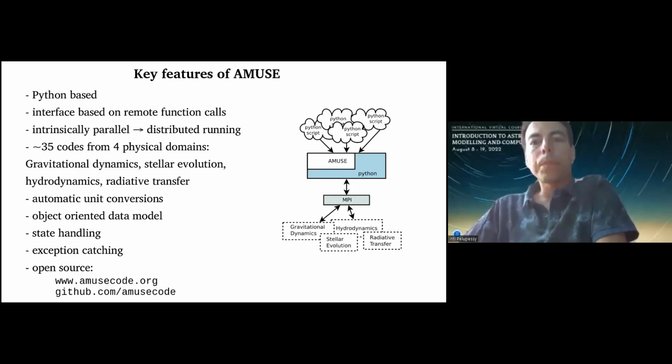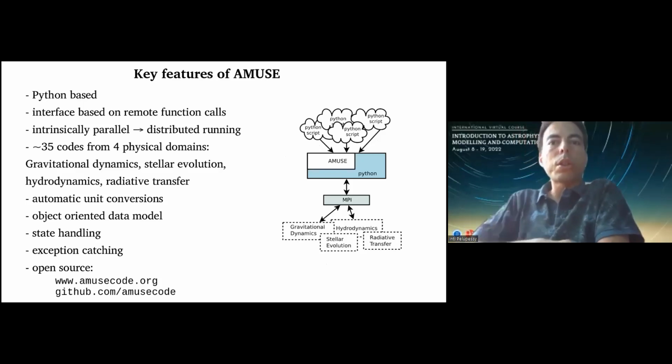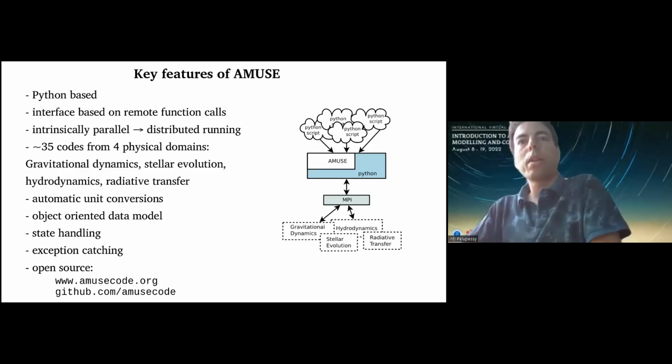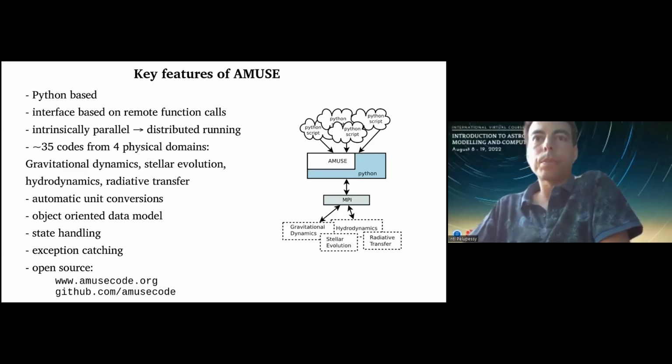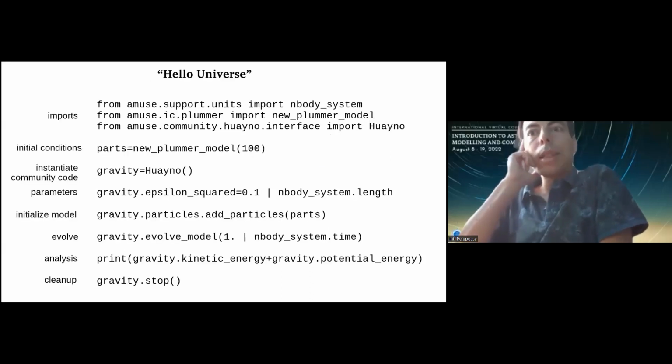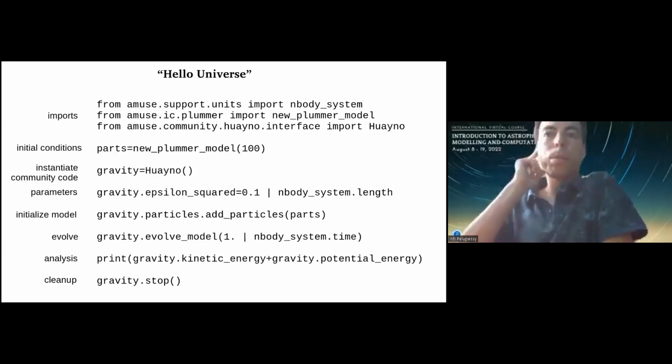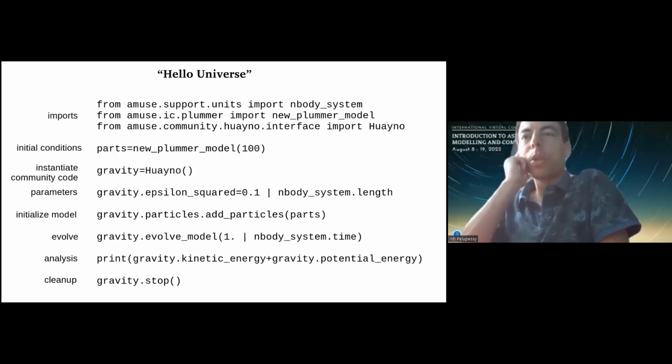So this is just a bird's eye view of the key features of AMUSE. It's Python based and it interfaces different codes using remote function calls. I'll go into more detail in each of the points mentioned here. So let me immediately show you what an AMUSE script looks like.